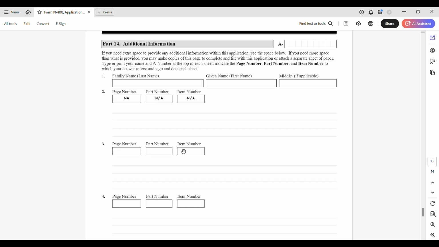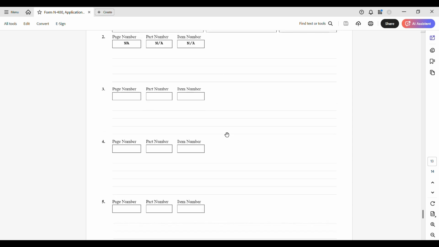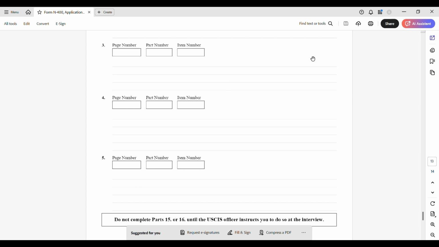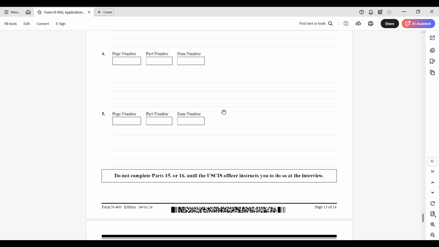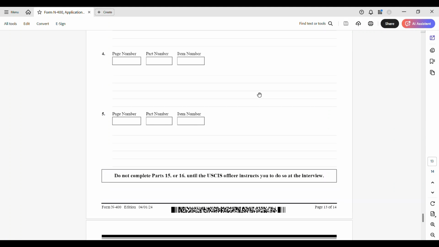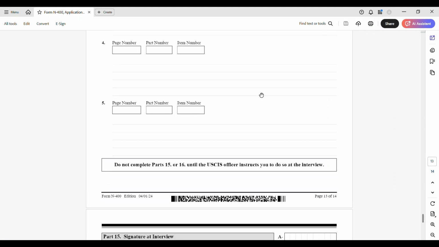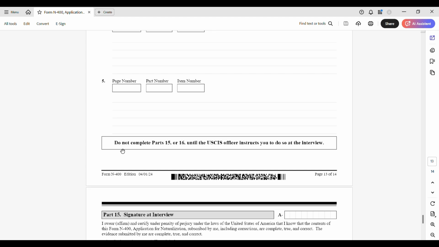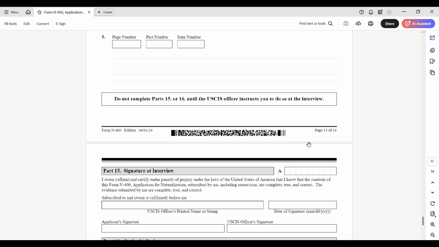In this case, the applicant does not have any additional information, so we indicate NA. You could even draw a line once the form is printed across the page and put NA if you do not have any additional information. So you want to note here carefully, do not complete parts 15 or 16 until the USCIS officer instructs you to do so at the interview.